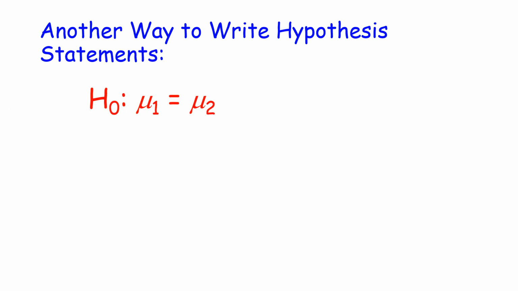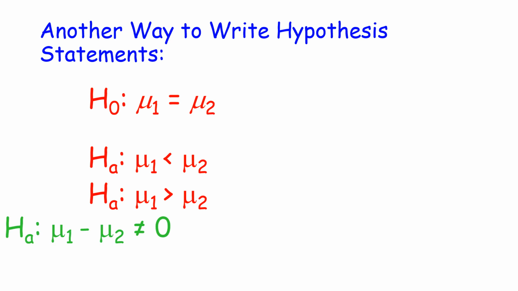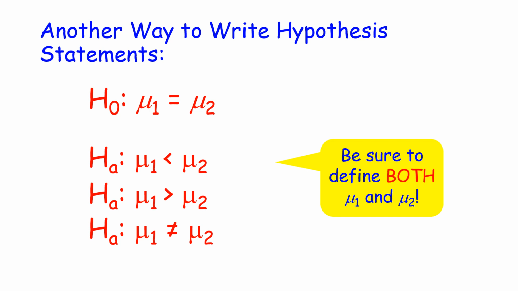Mu 1 equals mu 2. We can say that our alternative hypothesis, instead of mu1 minus mu2 is less than 0, we can then say mu1 is less than mu2. Instead of saying mu1 minus mu2 is greater than 0, we would say mu1 is greater than mu2. And if our alternative hypothesis was that mu1 minus mu2 did not equal 0, we would also be able to say that mu1 did not equal mu2. It's important to make sure that you define both mu sub 1 and mu sub 2.